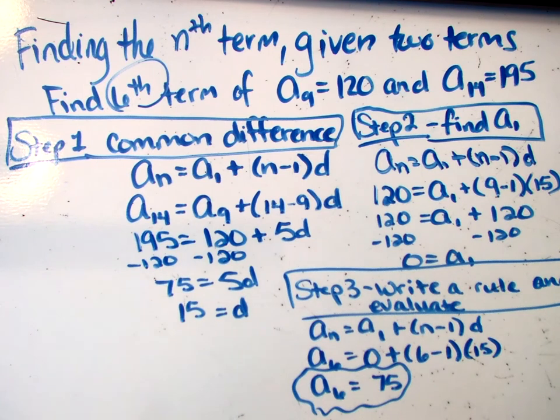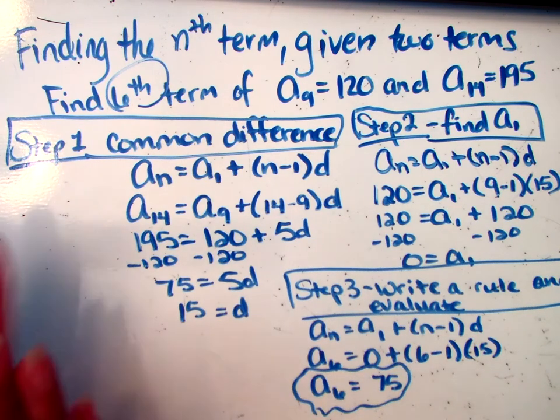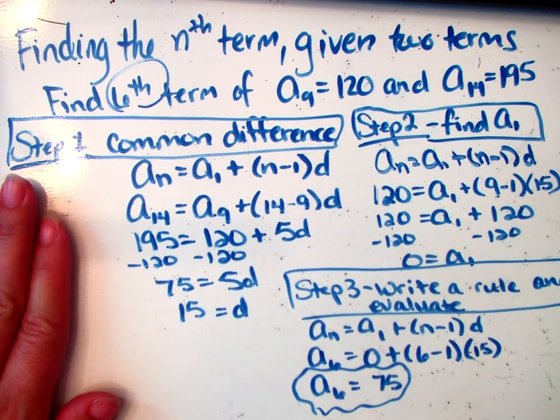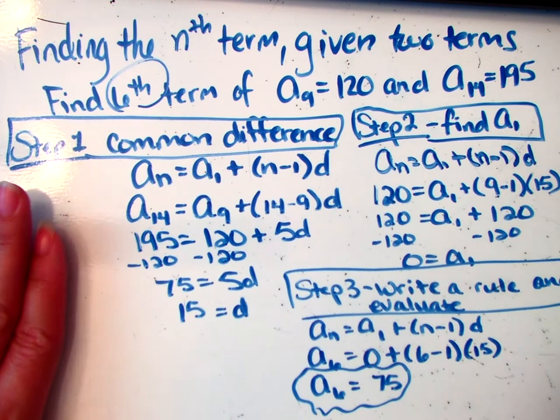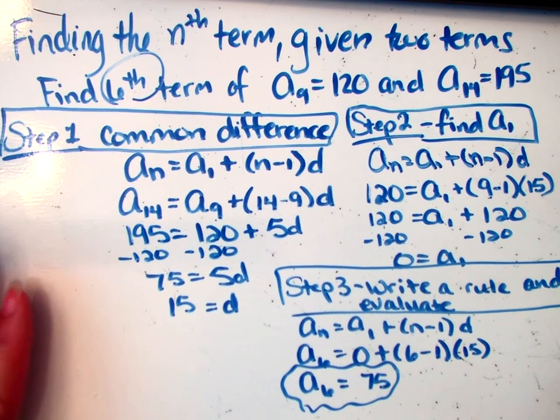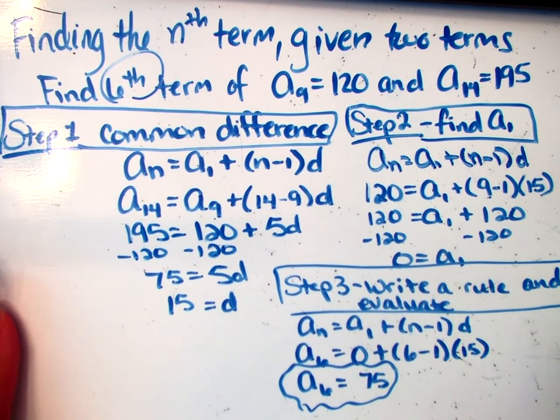So let's talk about the steps. Step 1 is always common difference. Step 2, you are going to find the first term. And step 3 is when we are going to write our own rule and evaluate. So now you have your first term, now you have your common difference, and now you just have to find what the 6th term is.